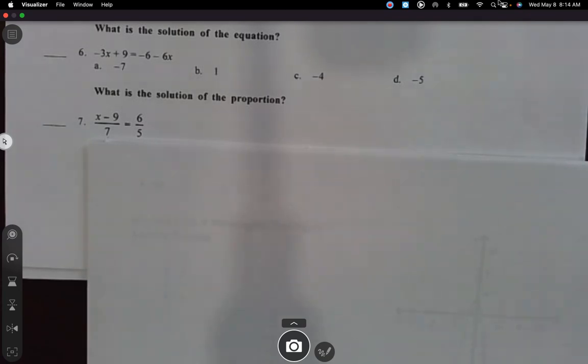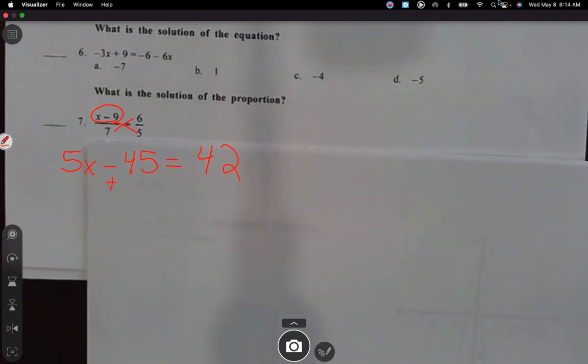Number 7. This one is a proportion, so you cross multiply. Usually we say cross multiply and divide. I think this one has a little bit of an extra step though. So what am I going to multiply the 5 with? x minus 9. Both of those. Yes, the 9, but also the x too. So, 5x minus 45. And then I'm going to multiply 7 times 6, 42. Now it looks like the same thing I did on the last problem, okay?